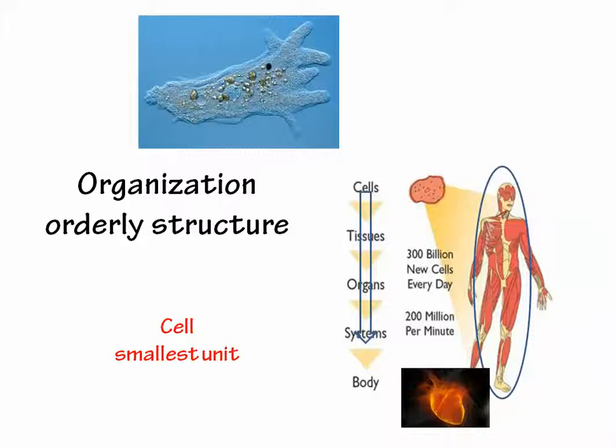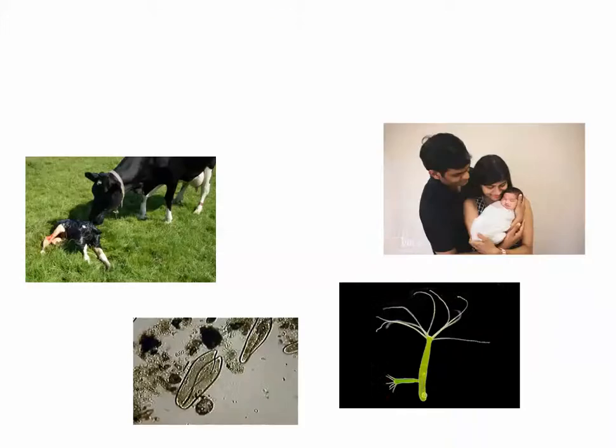It certainly is not the smallest part of an organism, because cells are made of organelles, organelles are made of molecules, molecules are made of atoms, and atoms are made of protons, neutrons, and electrons. But the cell is the smallest part of an organism that is able to maintain its life, able to maintain its living functions.